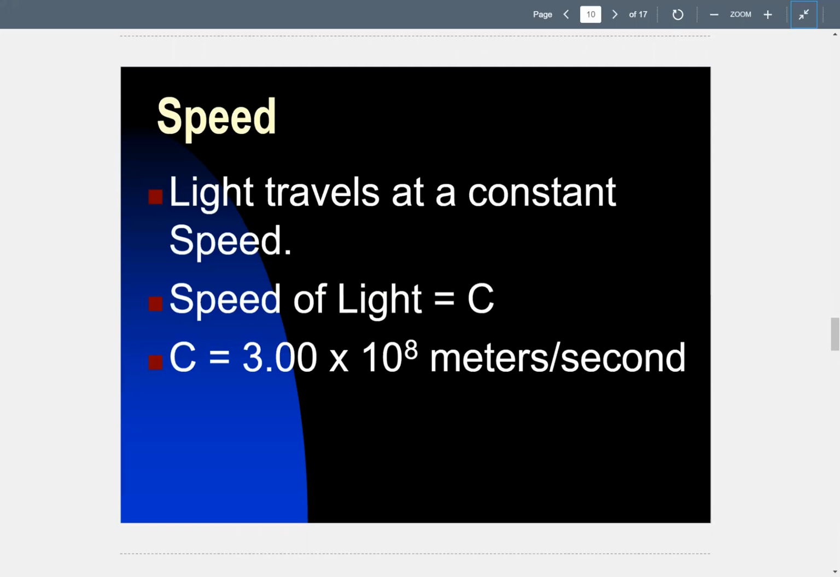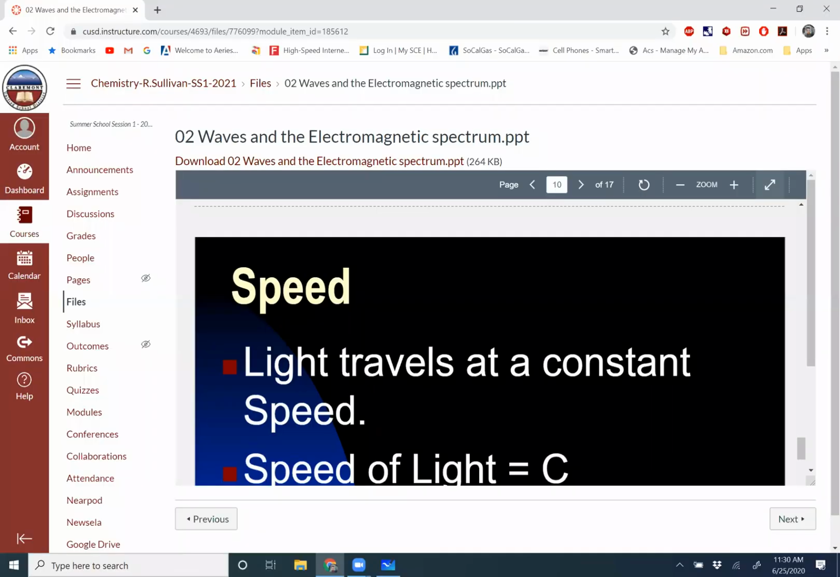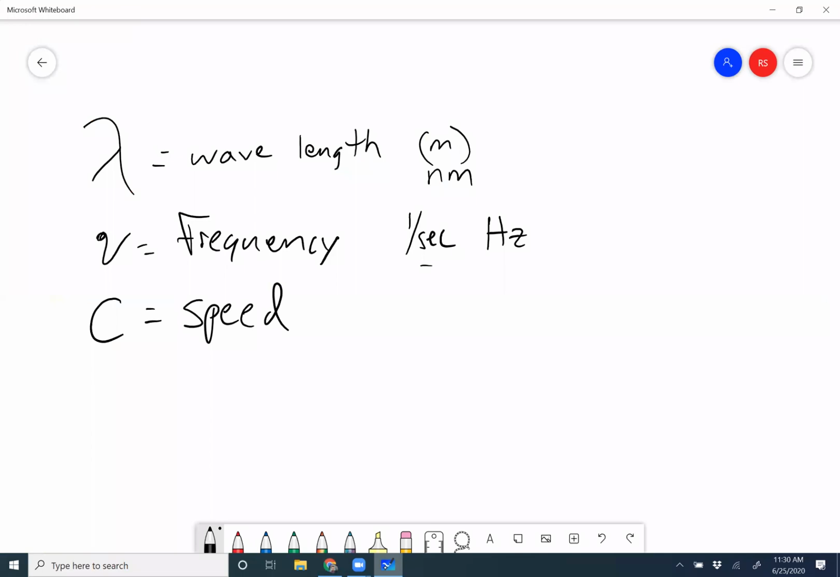So what this means is that because speed is distance over time, the speed of light is the wavelength divided by the frequency. And this ratio of distance, wavelength, to frequency always comes up with the same number, 3 times 10 to the 8 meters per second.